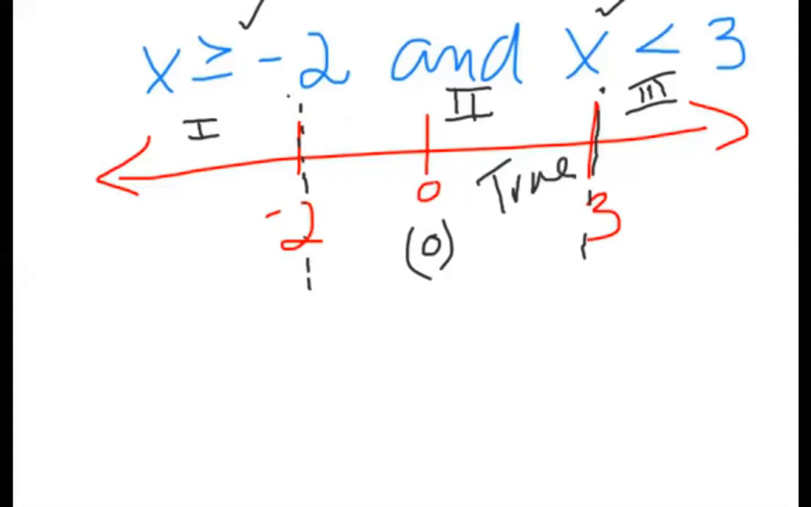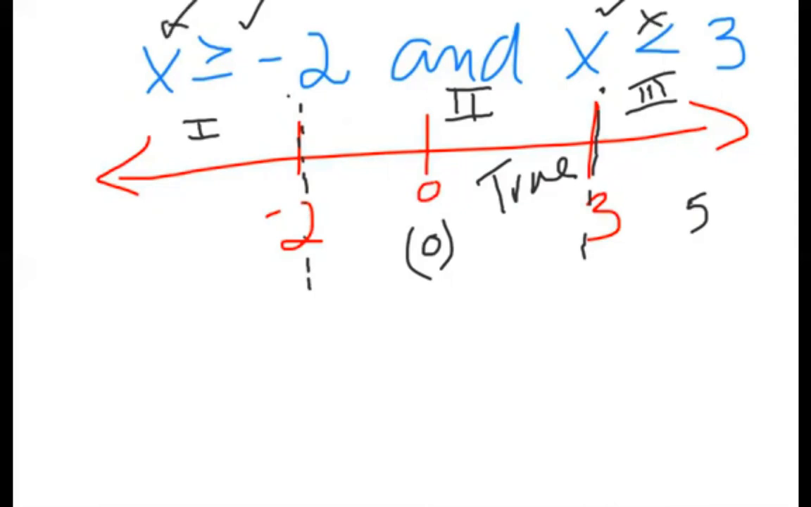All right, guys. Now, if you're not sure about the other 2 regions, you can go ahead and plug in some other values. So in region 3, if I were to choose 5 to plug in there, let's test it out. Is 5 greater than or equal to -2? Yes. Is it less than 3? No. So since 5 didn't satisfy both inequalities, that region cannot be part of the solution set.